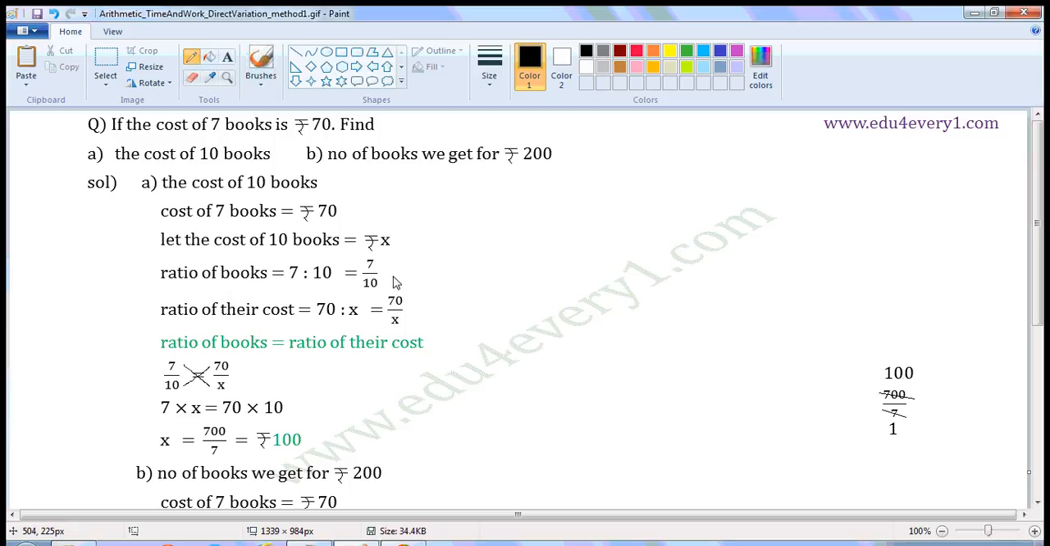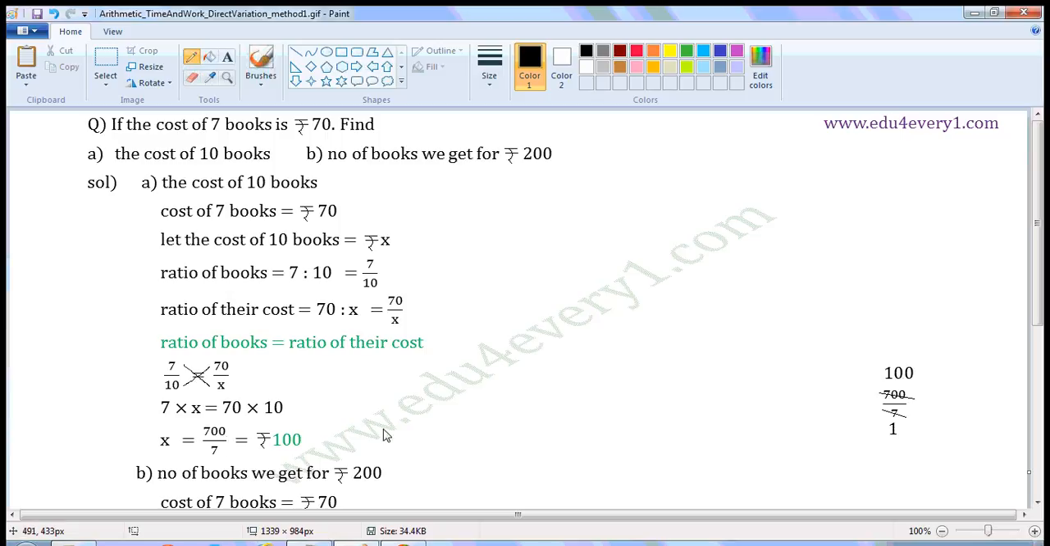Substitute the values of ratio of books and ratio of their cost in this formula. Then 7/10 will be equal to 70/X. Cross multiply. 7 into X will be equal to 70 into 10. To find X, we have to transpose 7 from LHS to RHS. 7 is the multiplier. When transposed, it becomes divisor. So X is equal to 70 into 10 is 700 by 7.